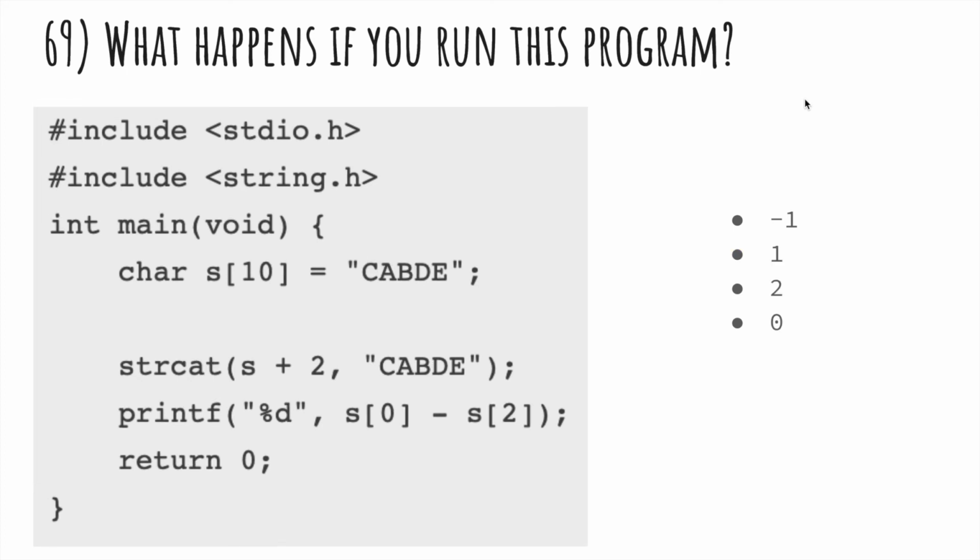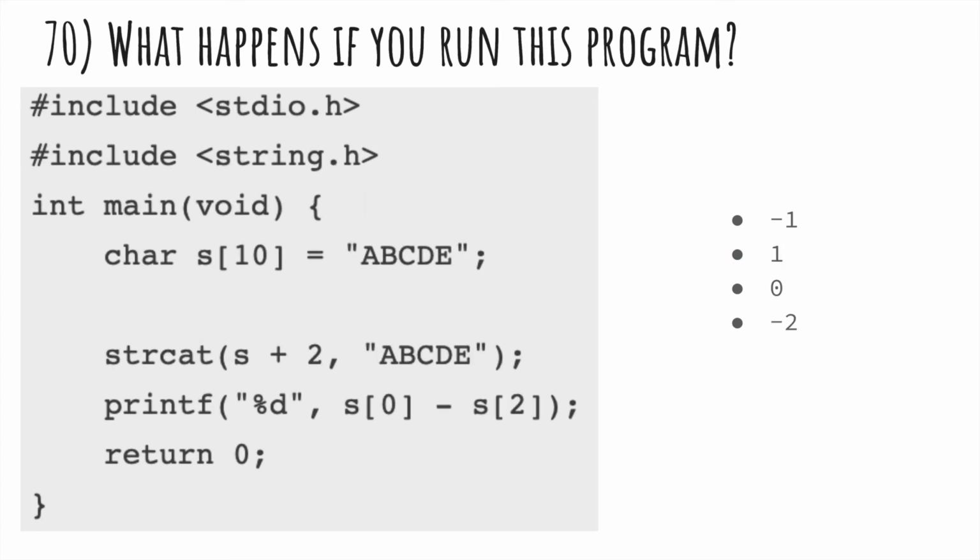In the next question, we're concatenating two strings. This will basically output CABDE. So s of 0 is still C, and s of 2 is still B. So C minus B gives an output of 1. And then the next question here, very similar. s of 0 will be A minus s of 2.